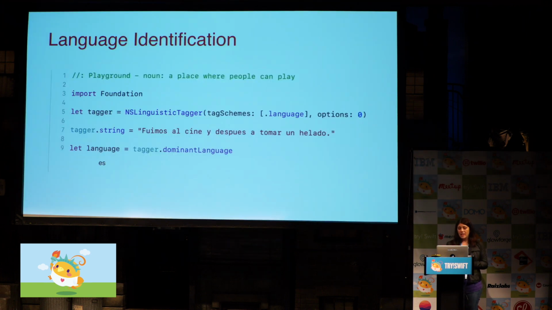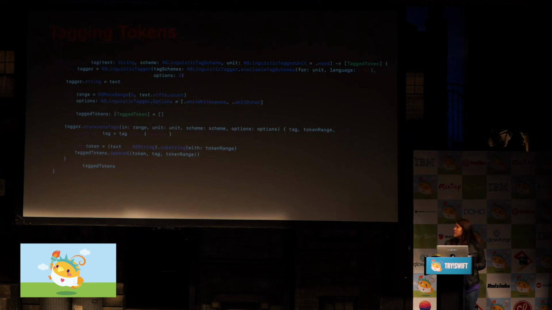All right, so language identification I played around with in Playground because this is just really quick and easy to get up and running. So the first step is we initialize our NSLinguisticTagger with whatever tag schemes we're interested in. Options we'll get into later, but in this case, we're only interested in the language tag scheme. So we set the string on the tagger. This is a sentence in Spanish. No one who speaks Spanish judge me if I'm missing a tilde or something. It's been a while. Then we just call dominantLanguage, and we get the response which corresponds to Español. Pretty quick.